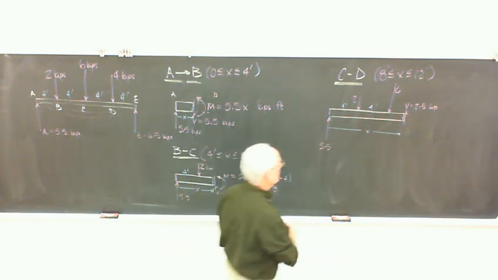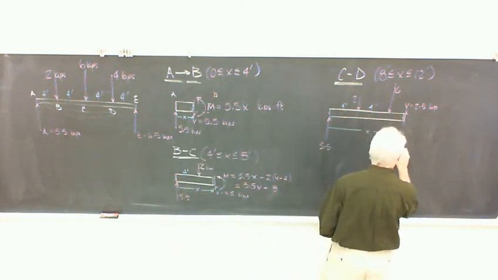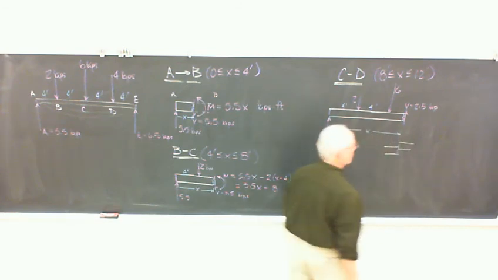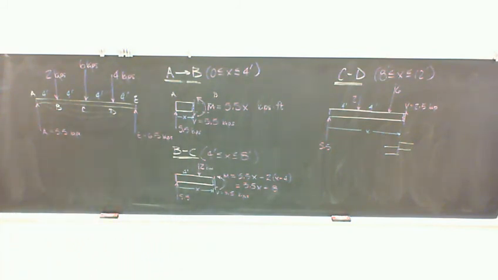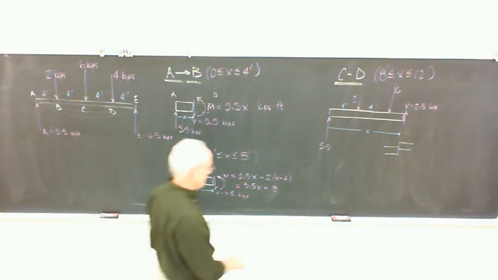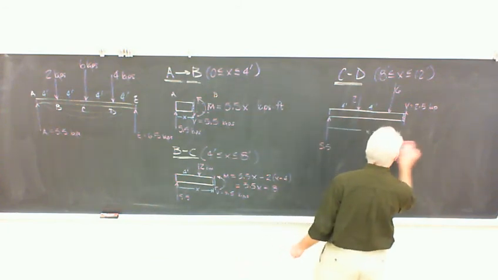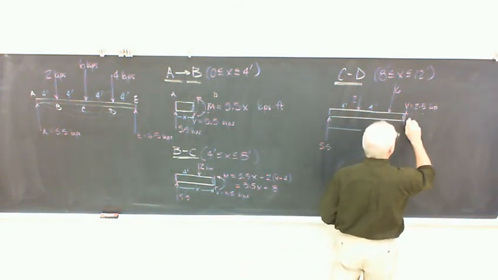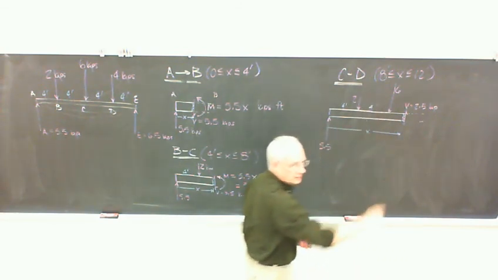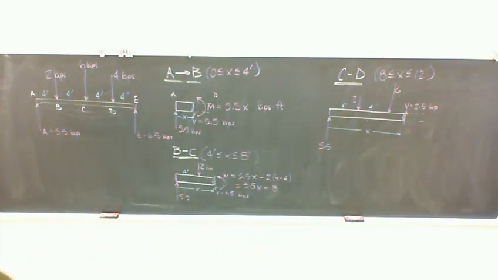So if this failed, it would fail like that, if it failed in shear. But in the other two locations it failed, it would be the other way. Yep. That's actually the rest of the beam pulling up on that as the loads are trying to make it go down.